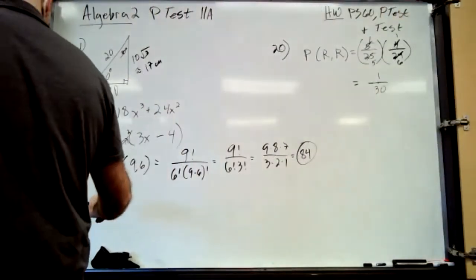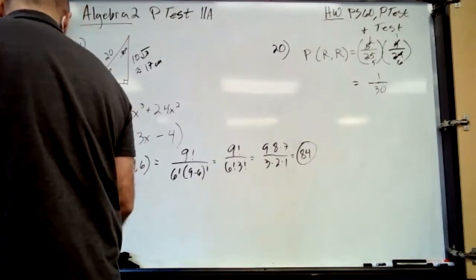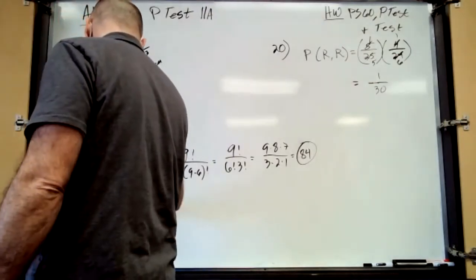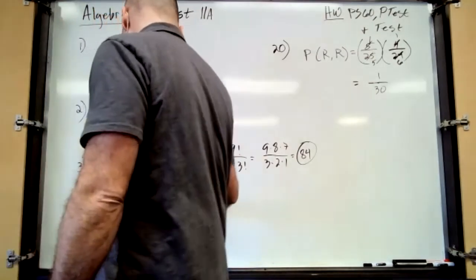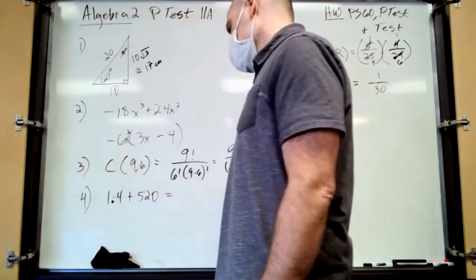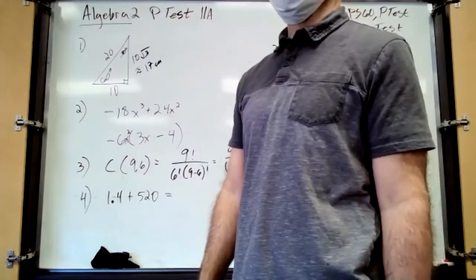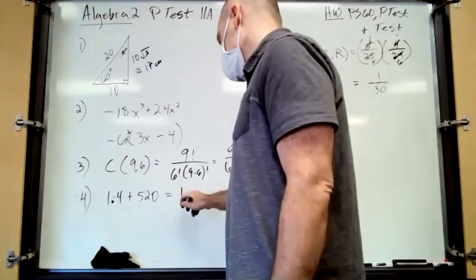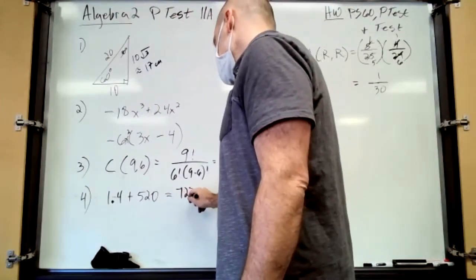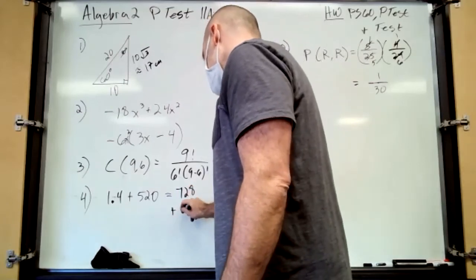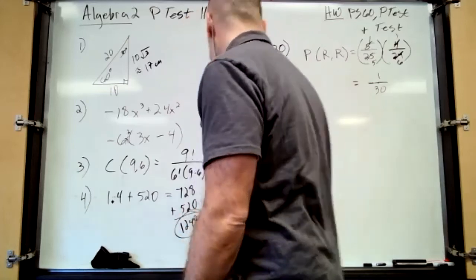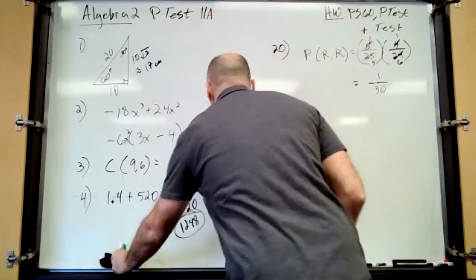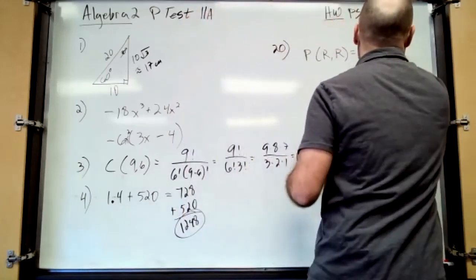Number 4, increasing by 140%. So find 140% of 520 and then add it to 520. So what was that? Well, 728, and then you add 728 to 520, which is 1248. Thank you, Delaney.